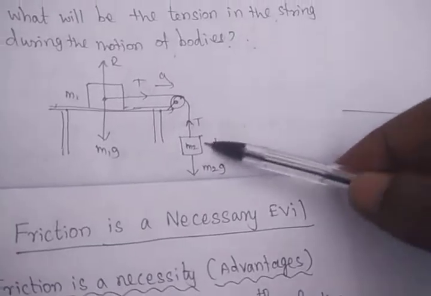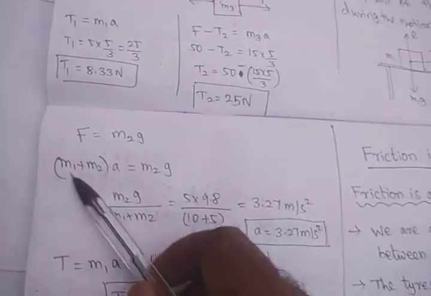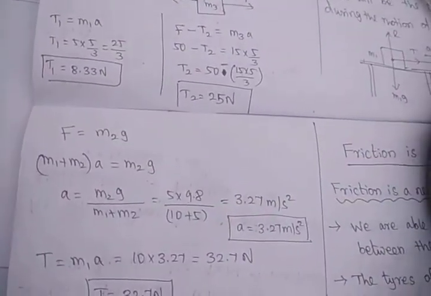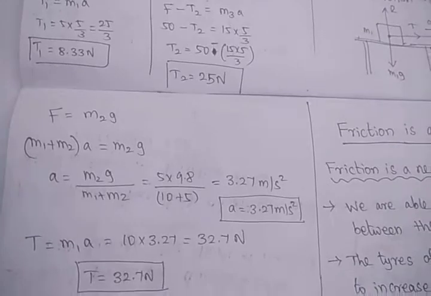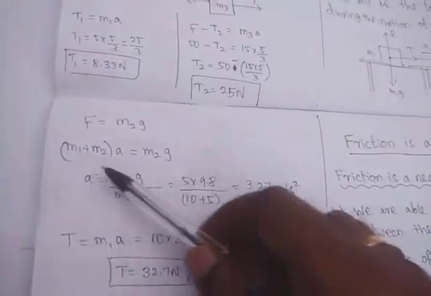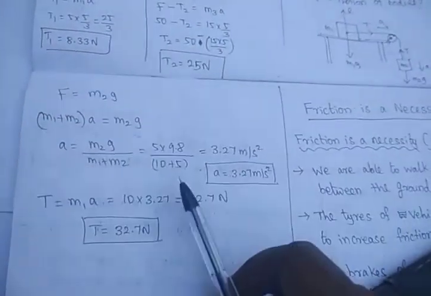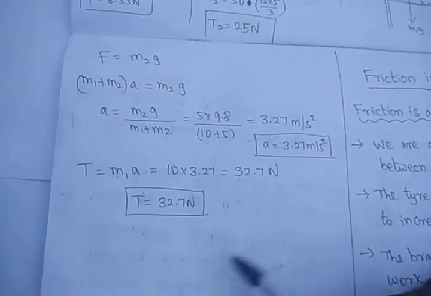So very simple, students. This acceleration is downward. First you have to calculate the acceleration. How do we calculate the acceleration? F is equal to ma. F is m2g, a downward force, so we take (m1 + m2)a is equal to m2g. Equating this equation, we get the answer finally.